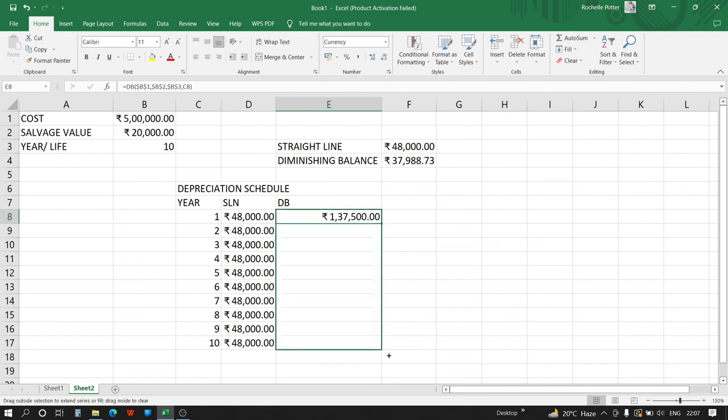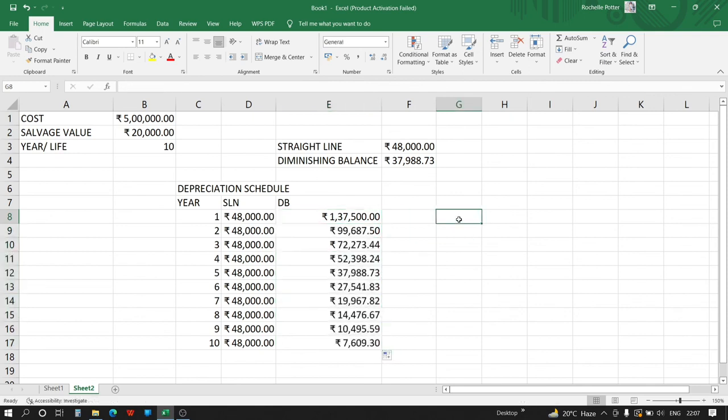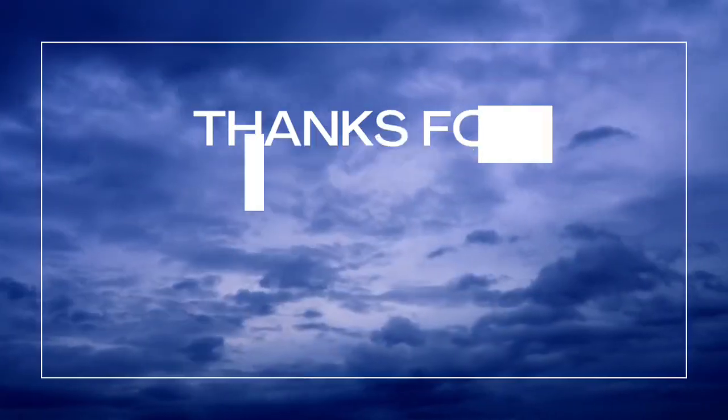We'll get our answer. Okay, so this is all about it, the simplest question of depreciation, straight line or diminishing method, how we have to use it. Okay.